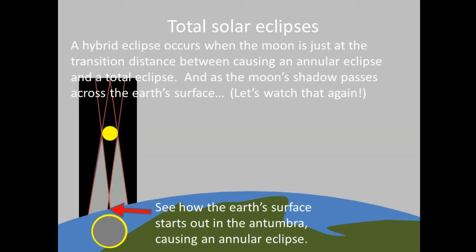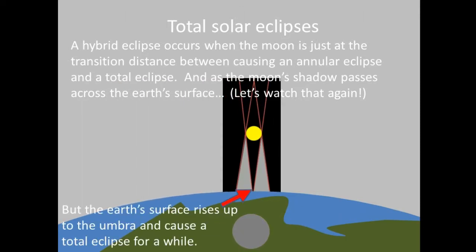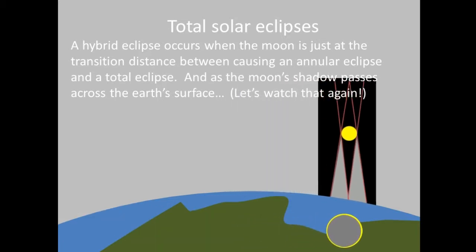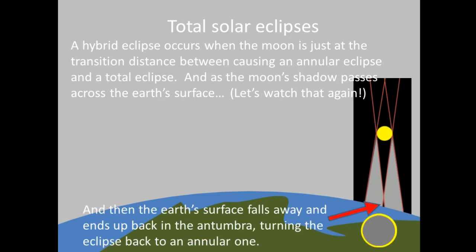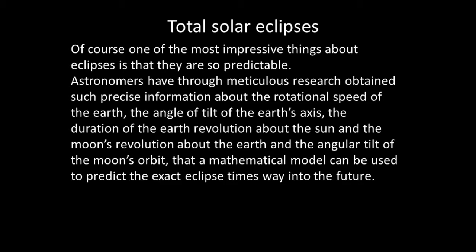See how the Earth's surface starts out in the antumbra, causing an annular eclipse? But the Earth's surface rises up to the umbra and causes a total eclipse for a while. And then the Earth's surface falls away and ends up back in the antumbra, turning the eclipse back into an annular one.